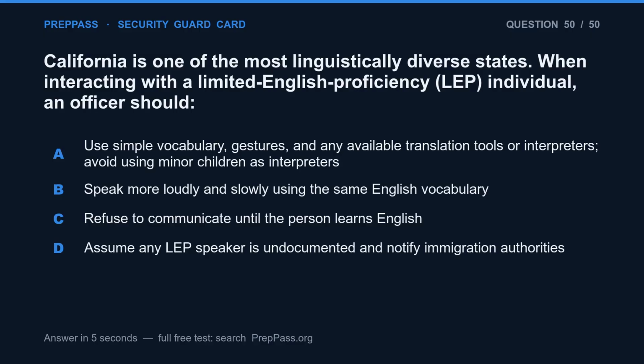Question 50. California is one of the most linguistically diverse states. When interacting with a limited English proficiency (LEP) individual, an officer should: A. Use simple vocabulary, gestures, and any available translation tools or interpreters. Avoid using minor children as interpreters. B. Speak more loudly and slowly using the same English vocabulary. C. Refuse to communicate until the person learns English. D. Assume any LEP speaker is undocumented and notify immigration authorities.